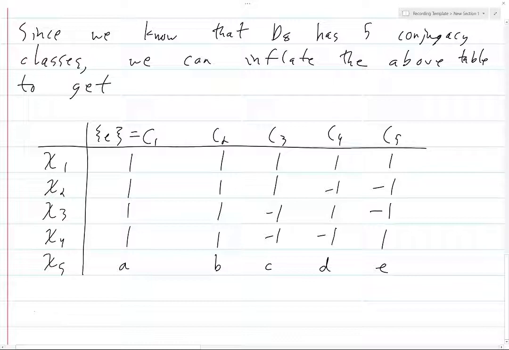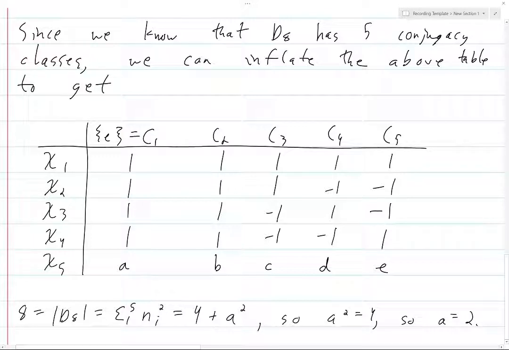See here. 8 equals the order of D8, which has to be the sum from 1 to 5 of ni squared, which is, we know the first 4 are 4. This is plus n5, well, n5 is just a, so plus a squared. So what is a? Well, a squared equals 4, so a equals 2. Okay, so we have that.